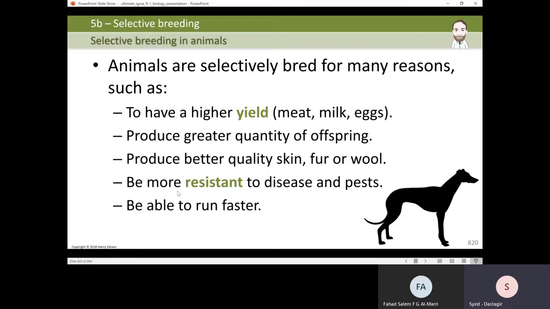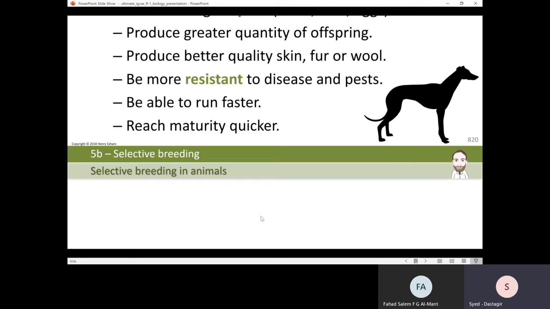Okay? Right, anyway, to be able to run faster. So I'm sure you've seen it in camel racing, right? Yes. Yeah, and dog racing, horse racing, etc. And also reach maturity quicker. So some animals become adults very quickly.